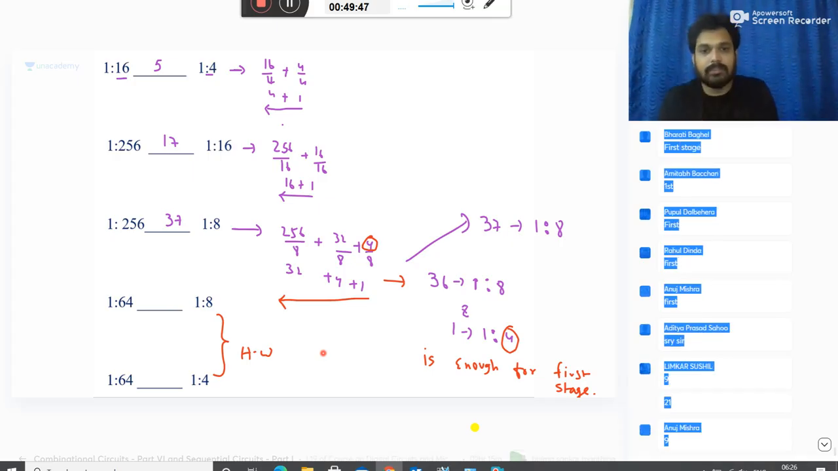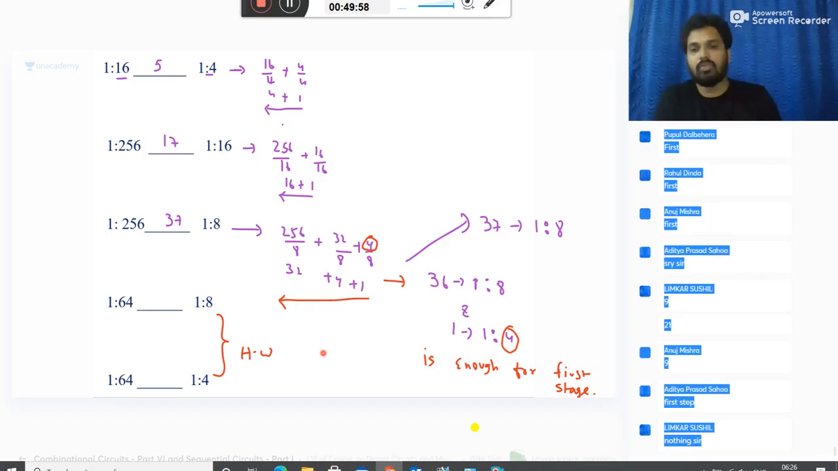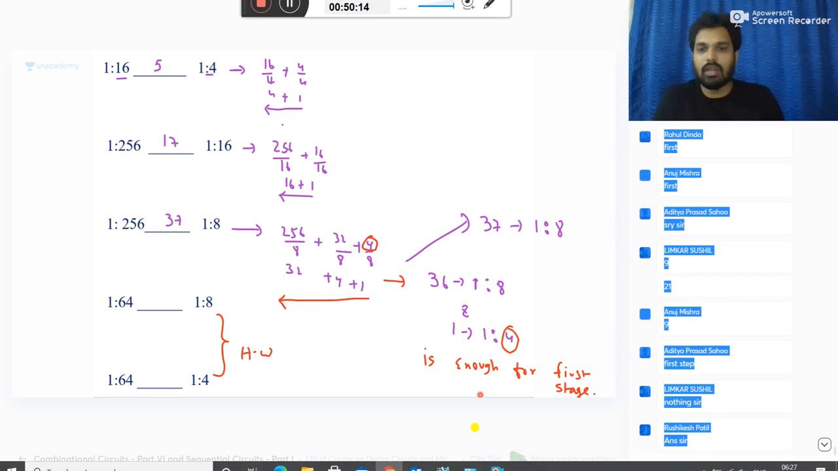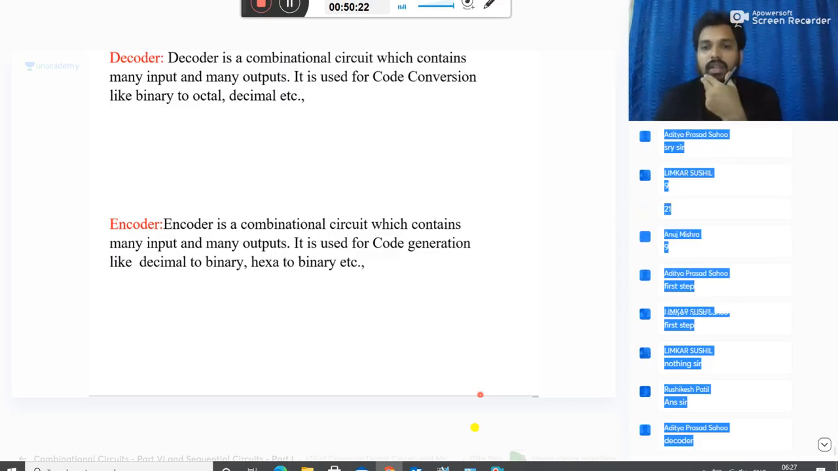So let's move further. What's happening, Sushil? Okay, let's move further. Some 921, some different numbers are coming. Right. So the next part we are going to discuss is decoder and encoder. Okay, you are saying the next two answers. Okay, got it. Decoder and encoder.